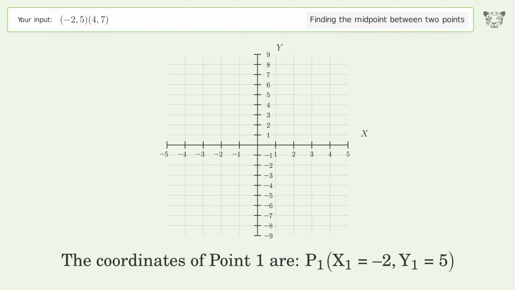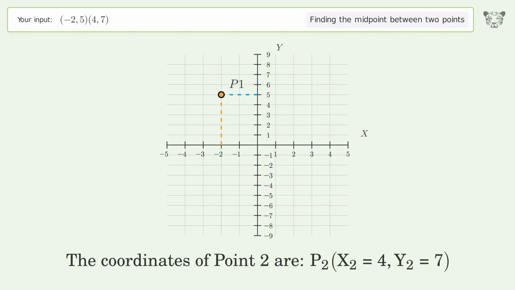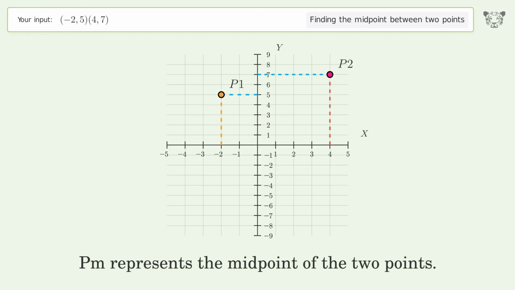The coordinates of point 1 are, x1 equals -2, y1 equals 5. The coordinates of point 2 are, x2 equals 4, y2 equals 7. PM represents the midpoint of the 2 points.